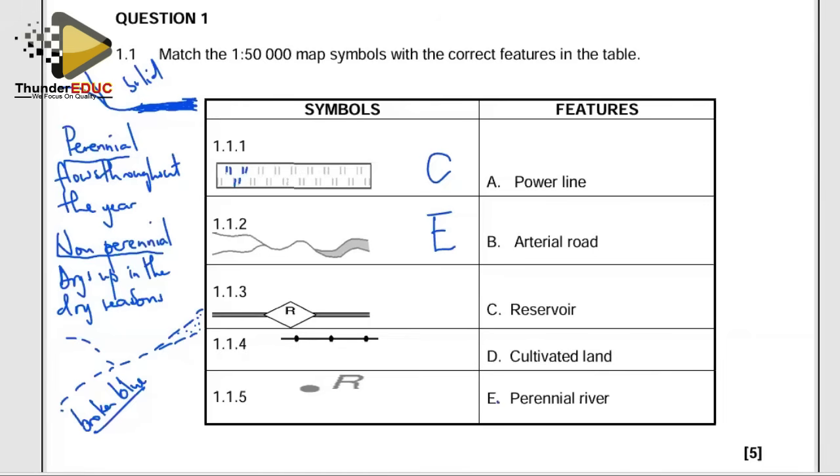The next question is giving us a line symbol with a marking R. We want to figure out what kind of feature is represented by that particular symbol. If you check also on the maps, those are typical symbols that we can see on the maps, and they represent an arterial route, which is B.